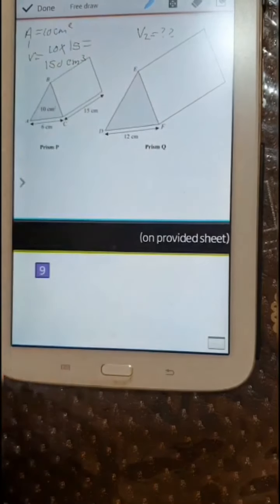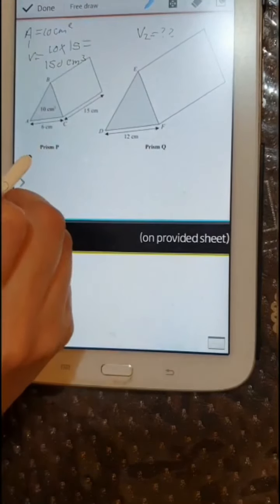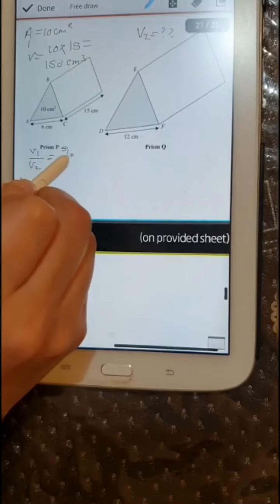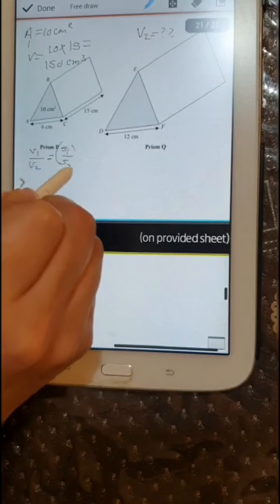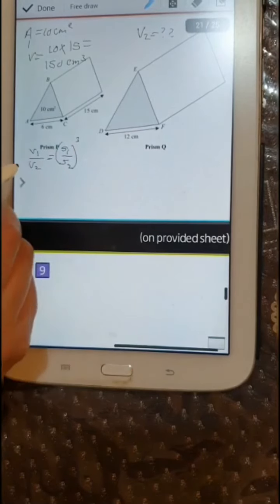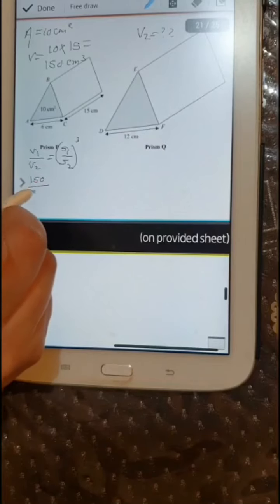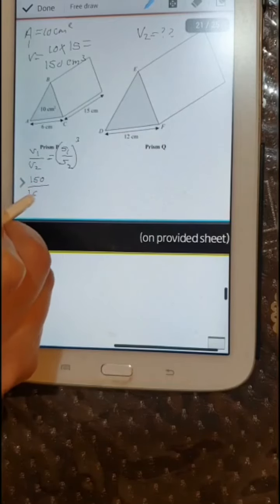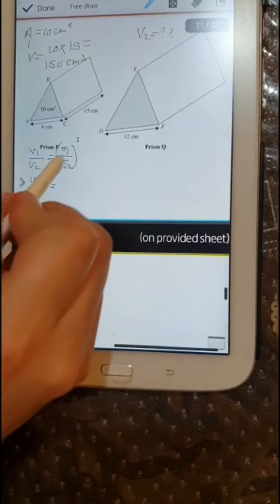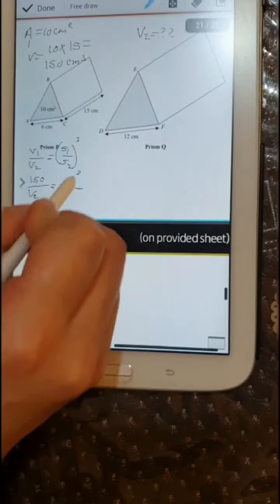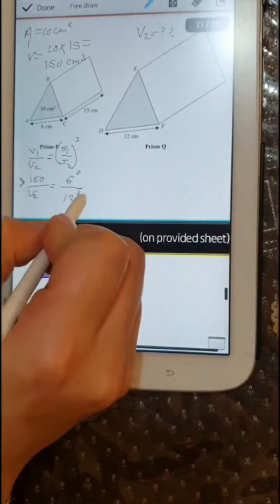To get the volume of the second shape, I'm gonna apply my rule, which is volume 1 over volume 2 equals side 1 over side 2, all to the power 3. In this case, I'm gonna get volume 1, which is equal to 150, over volume 2, and this is what I need to find, equal to side 1 to the power of 3, which is 6 to the power of 3, over side 2 to the power 3, which is 12 to the power 3.